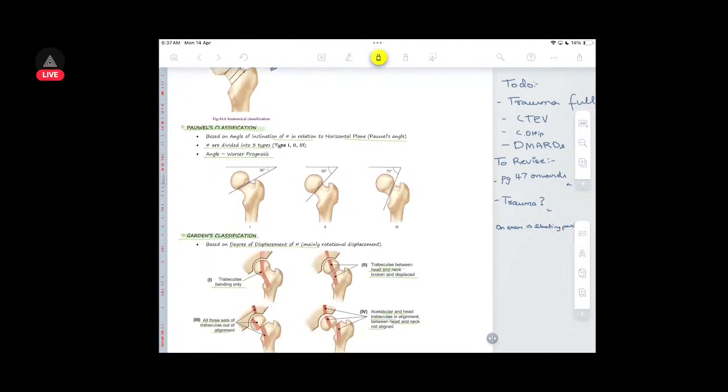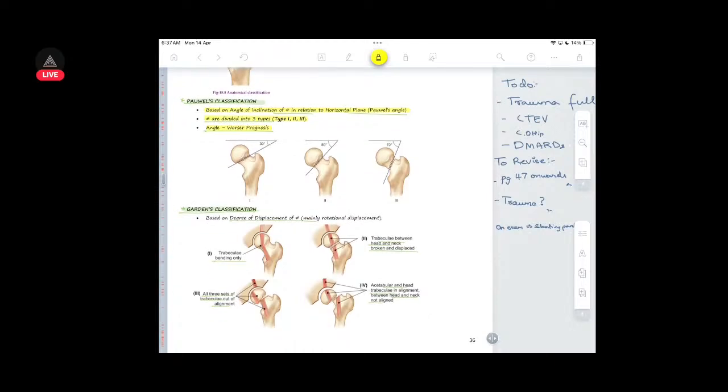Then you have Pauwels' classification. It is based on the angle of inclination of the fracture in relation to the horizontal plane, which is Pauwels' angle. Fractures are divided into three types: type 1, type 2, type 3. The more the angle, the worse the prognosis. Type 3 has the worst prognosis.